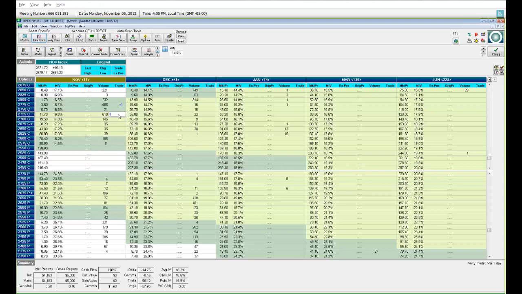Imagine if you did this. Let's say we bought that and sold that in the calls. That is known as a debit spread. Why, Tony? Why? Because it cost me $821 because I bought that for $11.70 and I sold that for $3.50.